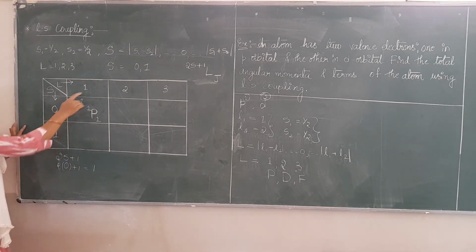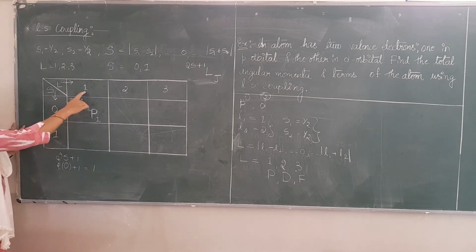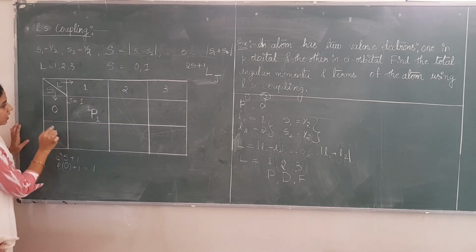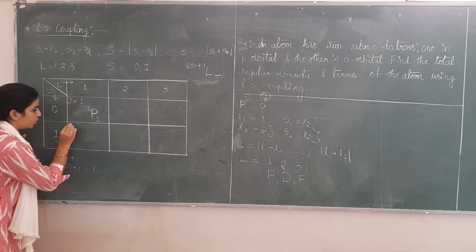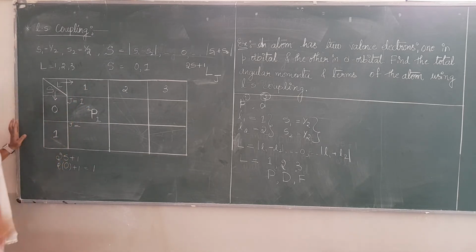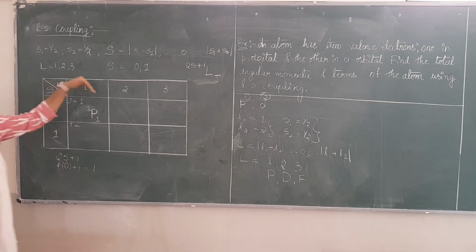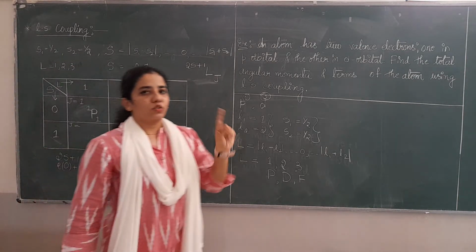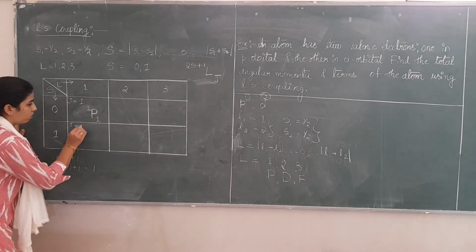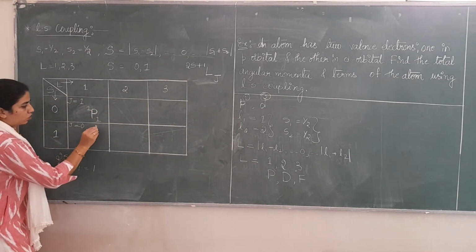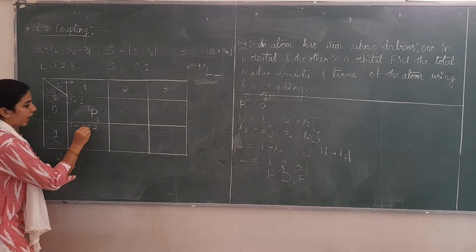S is 1, L is also 1. Now you have to concentrate on S is 1, L is also 1. Then the values of j will be L minus s to L plus s. 1 minus 1 to 1 plus 1. 1 minus 1 is 0. 1 plus 1 is 2. In between these two we have 1.